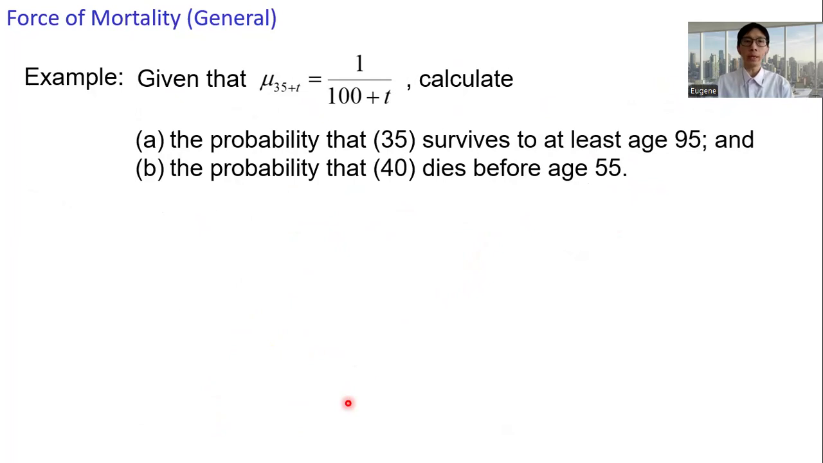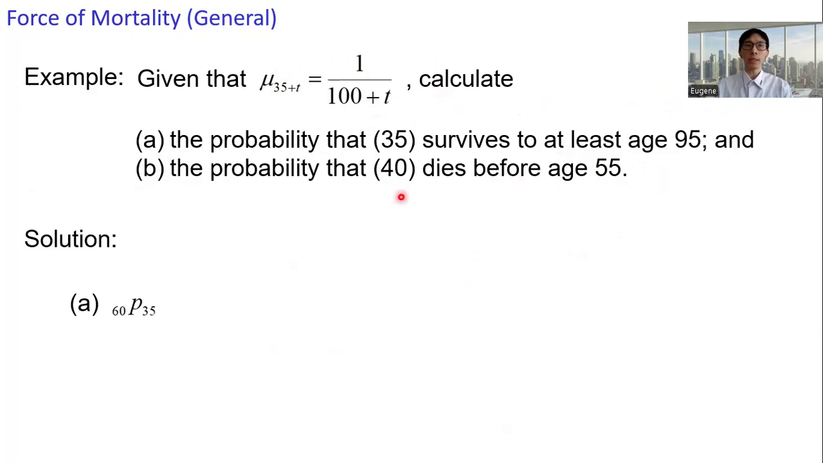The next example, we are given the force of mortality, mu 35 plus t equals 1 over 100 plus t. And we are asked to calculate the probability that a person aged 35 survives to at least age 95, and the probability that an individual aged 40 dies before age 55. Given the force of mortality, we need to find the survival probability as well as the mortality probabilities.